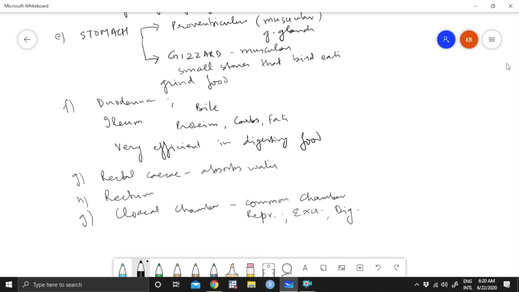So this is how in pigeon the digestive system is present, and this is how it works. So with this I'd like to end this lecture.